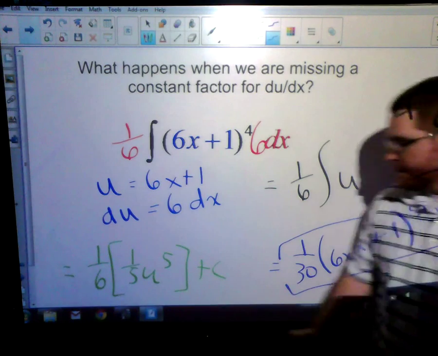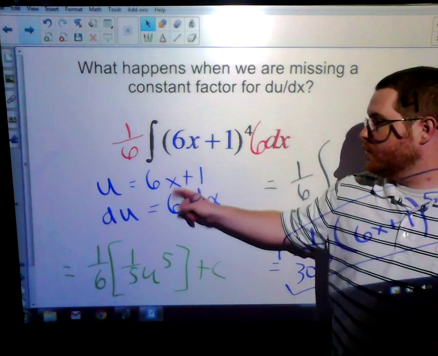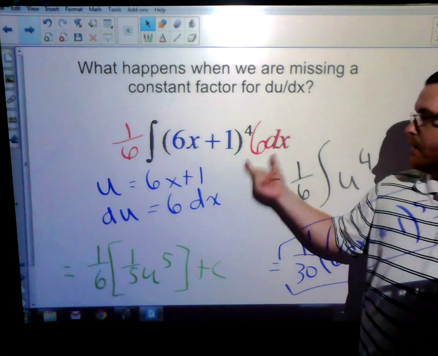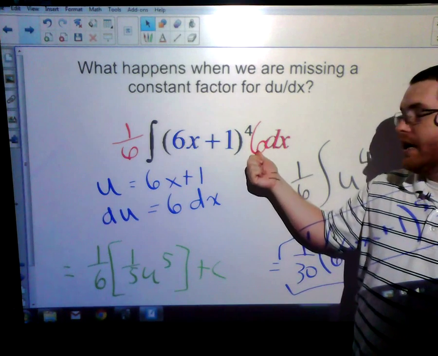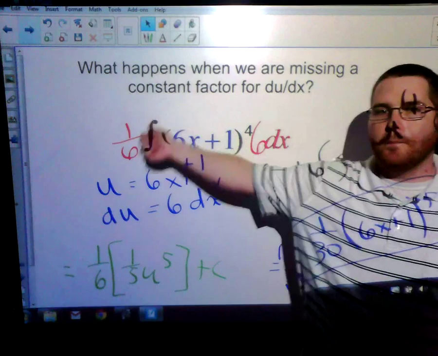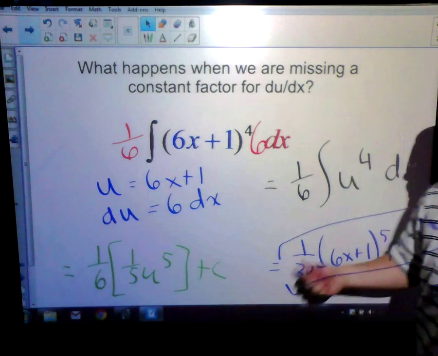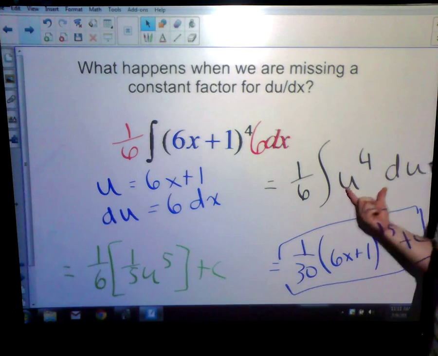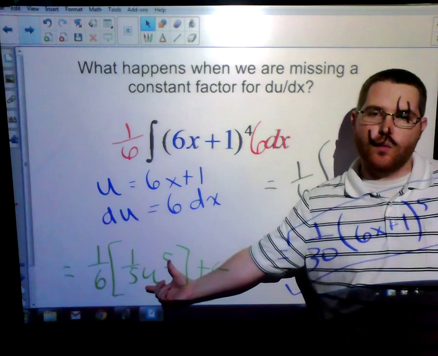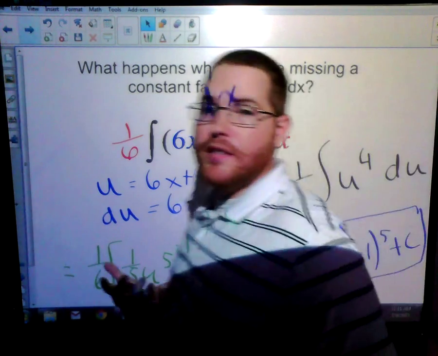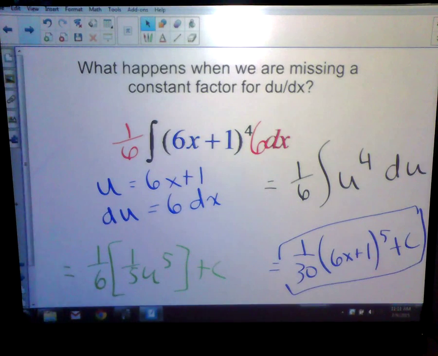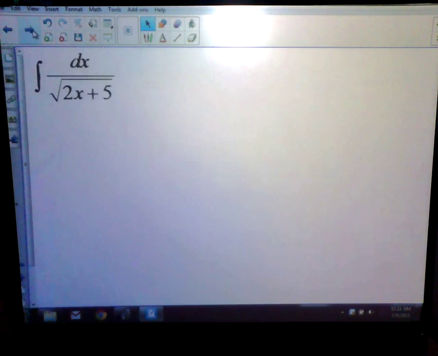Quick recap here. Call the inside u. Calculate du. Did I have it? No, I didn't. Can I make it? Yeah, by multiplying by 6 there. Balance with the 1/6 outside. Rewrite your problem with u's. Integrate, and don't forget the 1/6 out front. Change the u's back into x's. So if we're missing a constant, we can multiply it in there as long as we balance it out on the outside. Let's take a look at this one.